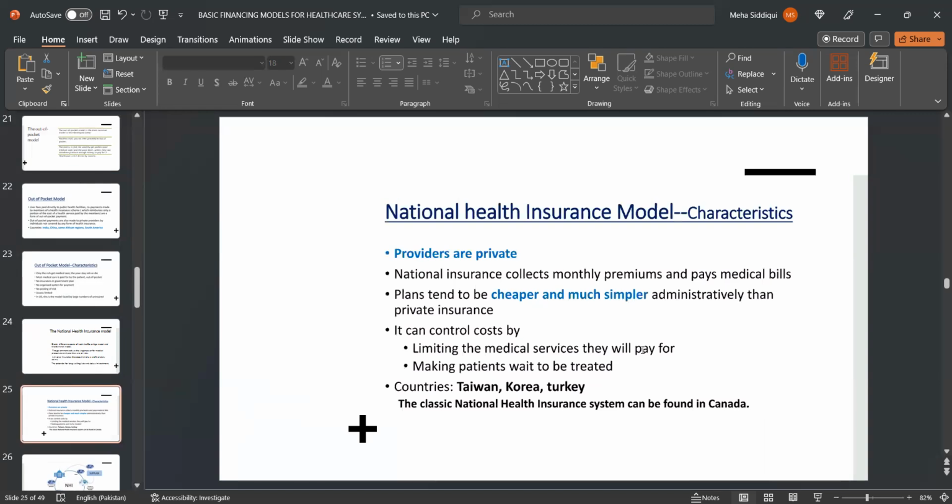So here are the characteristic features: providers are private. National insurance collects monthly premiums and pays medical bills. Plans tend to be cheaper and much simpler administratively than private insurance. It can control costs by limiting the medical services it will pay for, making patients wait to be treated. The countries using this are Taiwan, Korea, Turkey, and the classic national health insurance system is found in Canada.